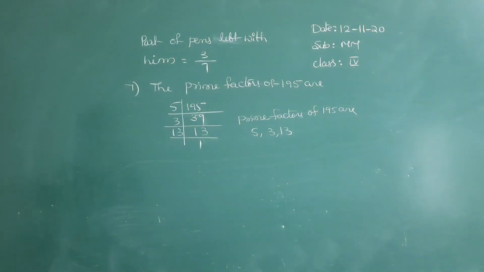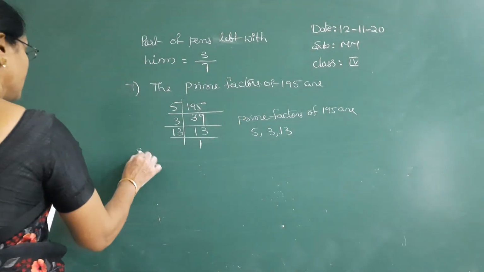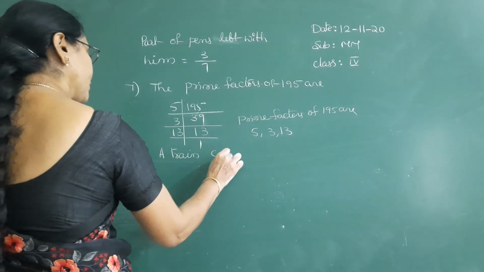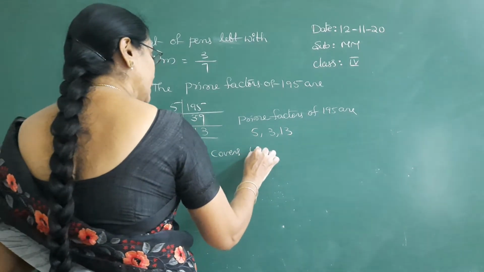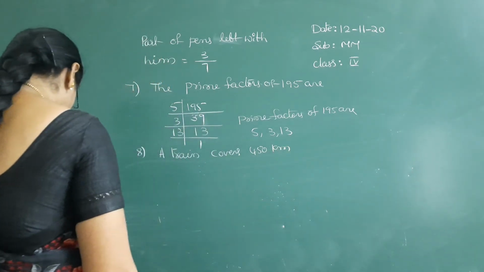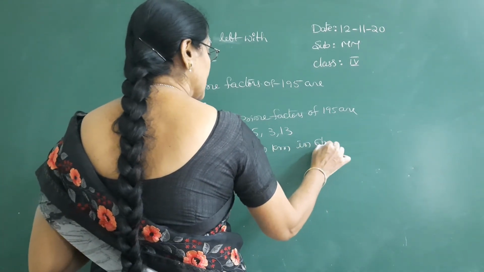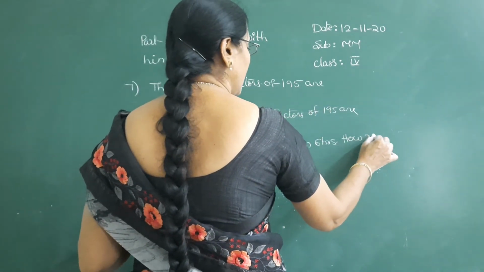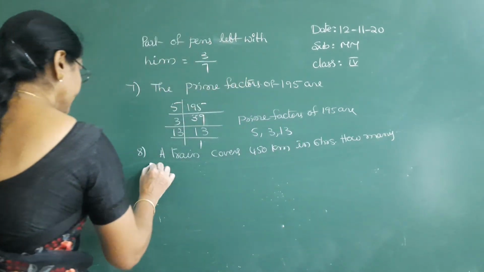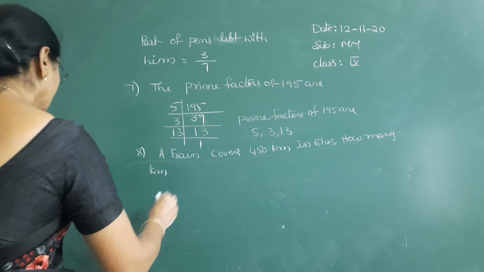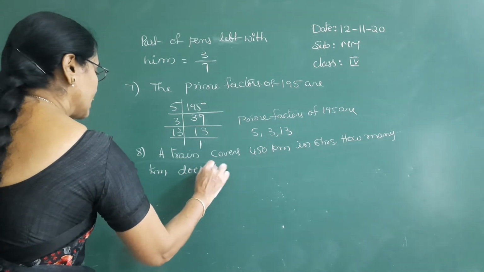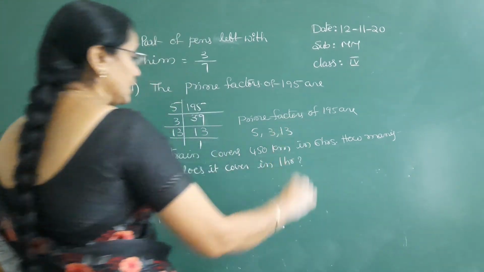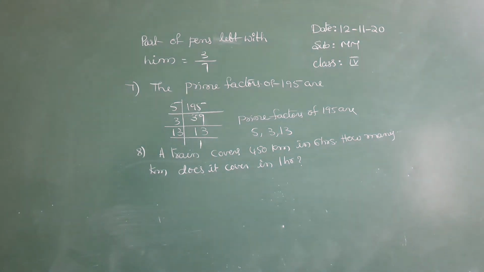See the next question, and the last question in this exercise, the 8th question. A train covers 450 kilometers in 6 hours. How many kilometers does it cover in 1 hour? Here they are asking how much distance it covers in 1 hour.